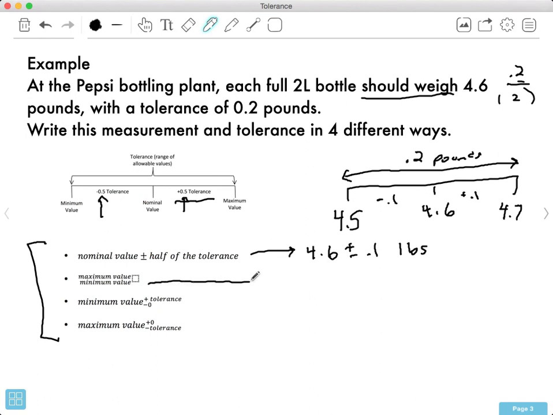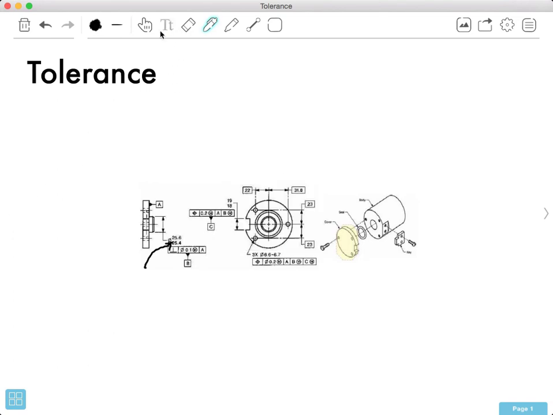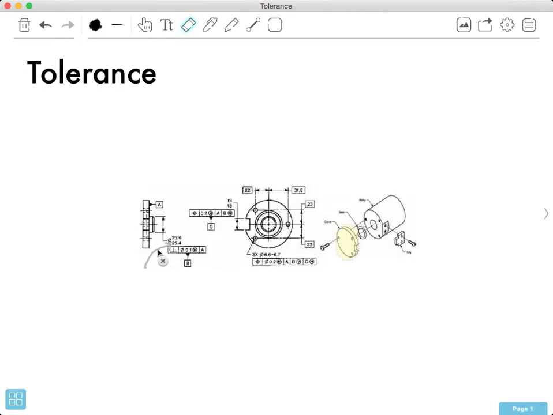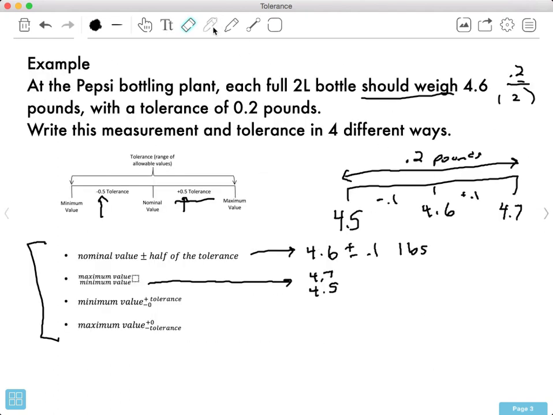The next way to write it is maximum value over minimum value. So maximum's 4.7, so you write that on top, normally a little smaller, and then minimum value is 4.5. Notice you don't put a fraction line in here. This is not a fraction. It's just 2 numbers, one written over top of the other. And again, I'd like to point out, let me get my arrow out of the way there. Apologies. Try that again. If you look in here, you can see that way of tolerance written with a number above another number. Okay, no fraction line. It is not a fraction.